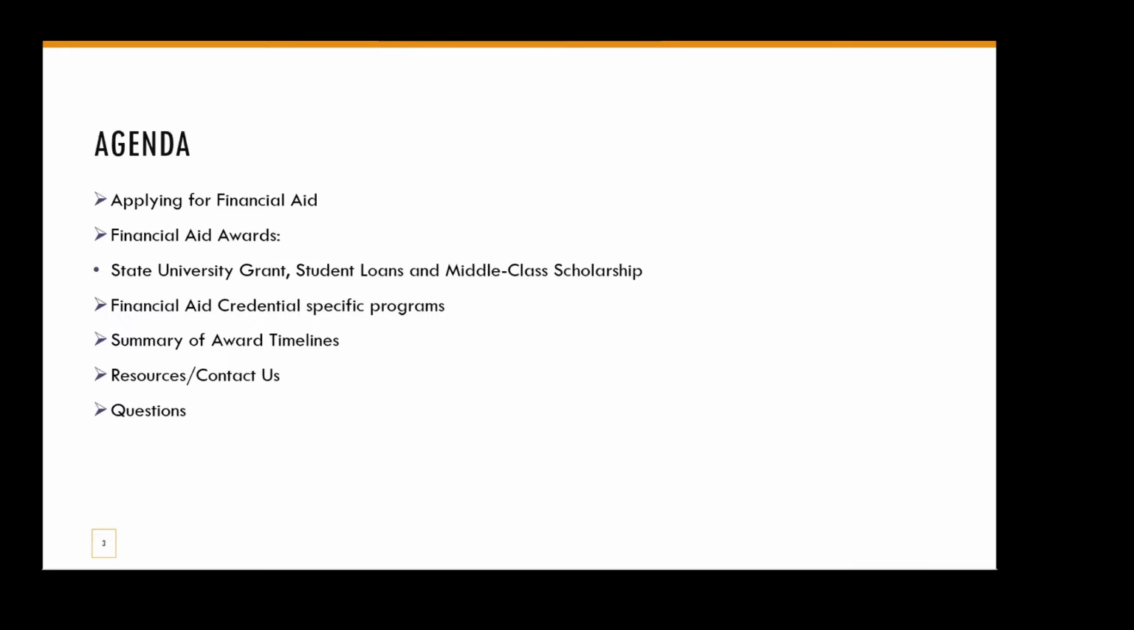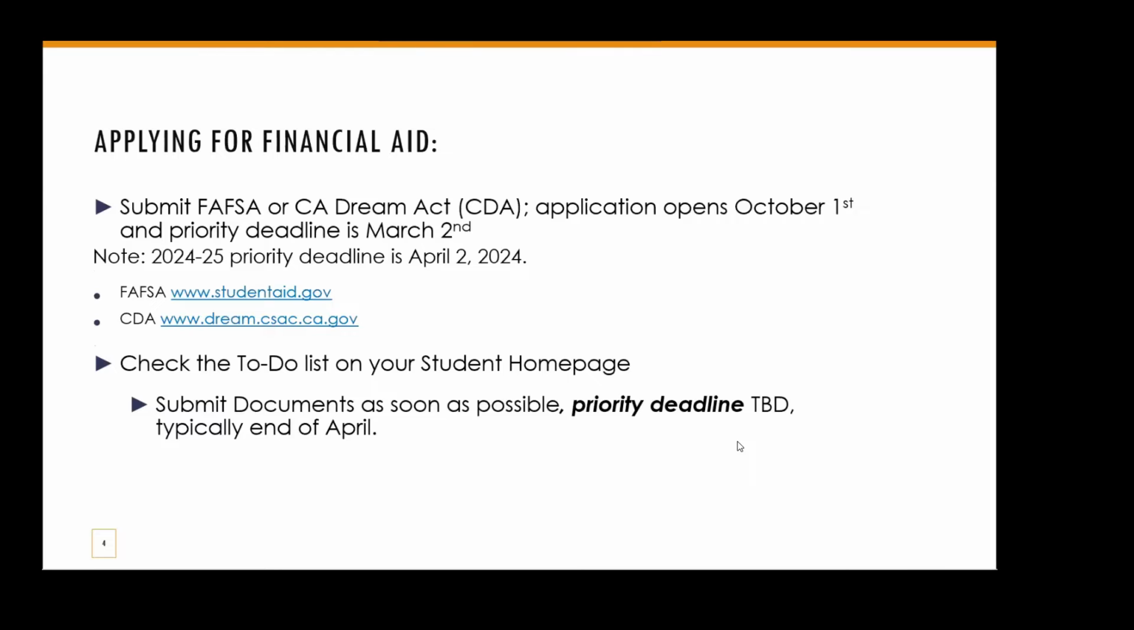All right. So we're going to get started. The first thing is, how to apply for financial aid. If you haven't, you can still apply, it's already available. The application for the 24-25 year opened December 31st, 2023. So this year it opened a little bit later because of changes to the application. You can submit a FAFSA or a California Dream Act application. Typically, applications open October 1st and the priority deadline is March 2nd. I do want to note that because of the changes for the 2024 and 2025 applications, what we're calling FAFSA simplification, the state's priority deadline is April 2nd, 2024.